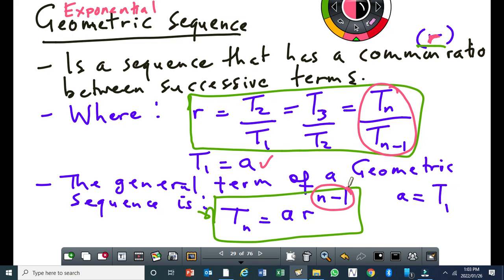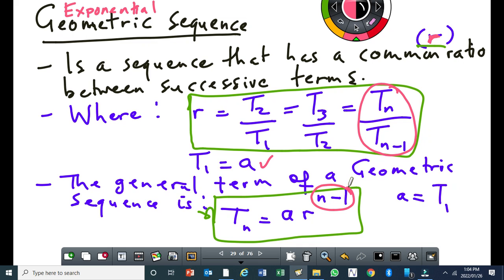So you have to memorize the formula for calculating the common ratio, but it's very simple: T2 over T1, T3 over T2, and so on. The first term, T1, is equal to A, like in the case of the arithmetic sequence. The general term is Tn equal to A times r to the power of n minus 1. Can I move on there?